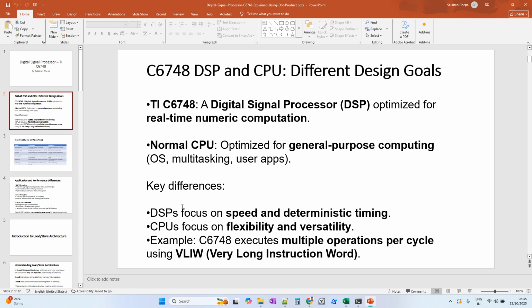If a branch happens to some location, the pipeline is flushed and then instructions are fetched from the new branch location. That's why a DSP is deterministic in timing. Another thing is multiple operations per cycle. In the C6748, we can do multiple operations in parallel, like 8 instructions in parallel. That is nothing but a very long instruction word architecture.